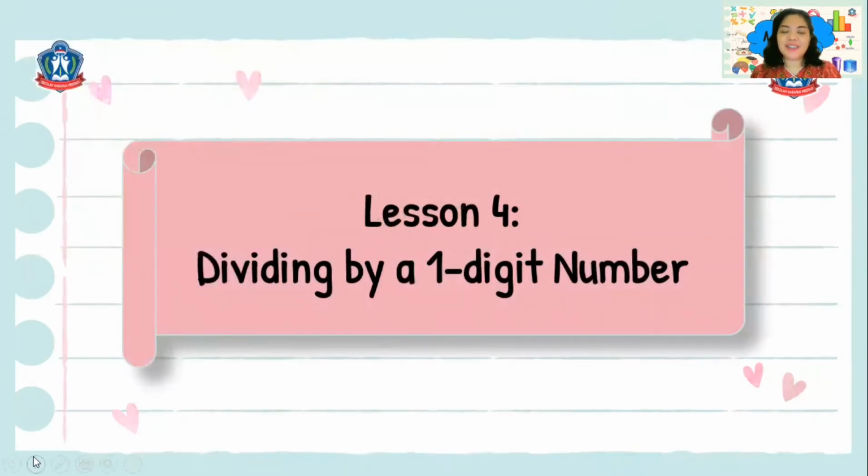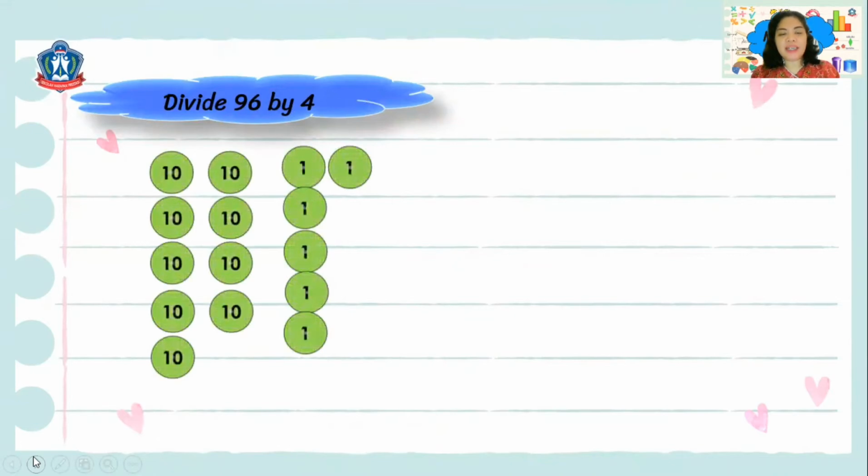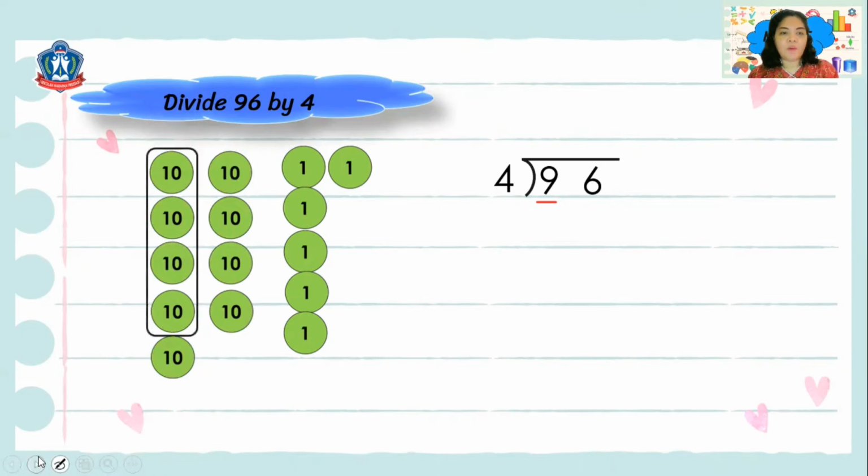Now let's study about dividing numbers by a one-digit number. For example, divide 96 by 4. So we have here 96. We have numbered this 9 tens and 6 units. So when we divide, we use our vertical form like this. So we have 96 divided by 4. So let's divide first 90 by 4. How many groups can we make? Okay, so we have 4 or 40. So how many groups? Yes, we have 2. 2 groups of 40. So that is equal to 80.